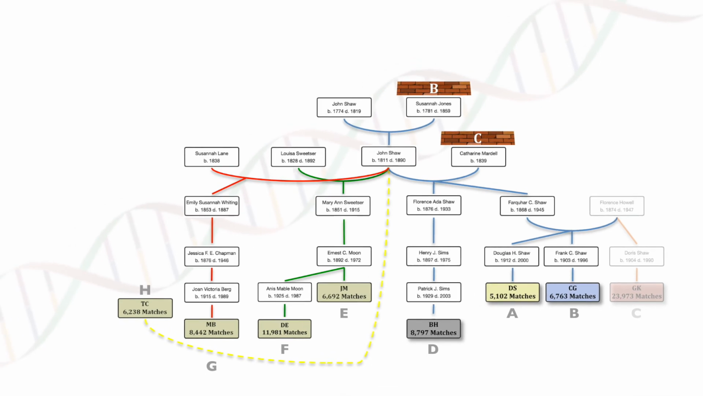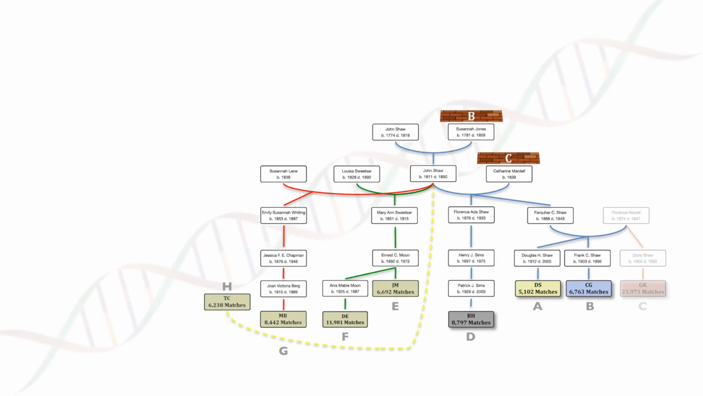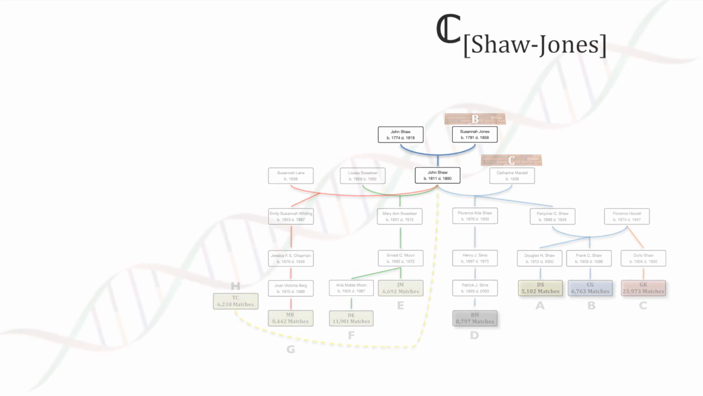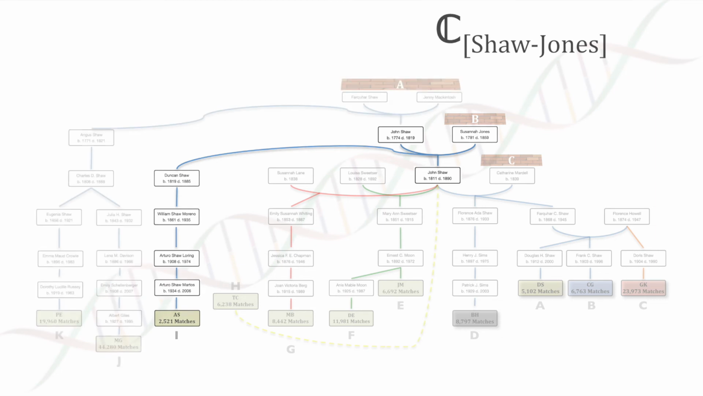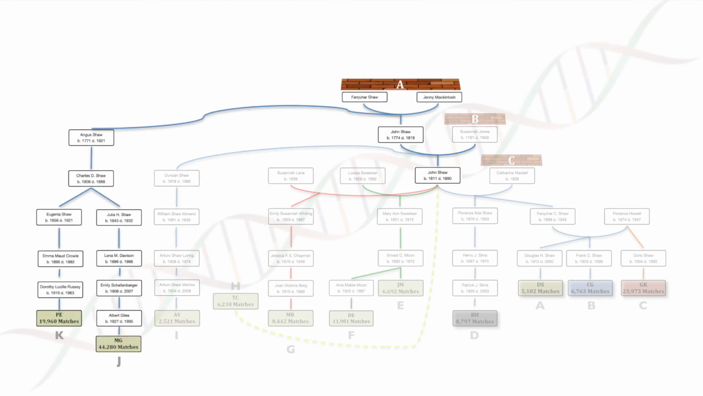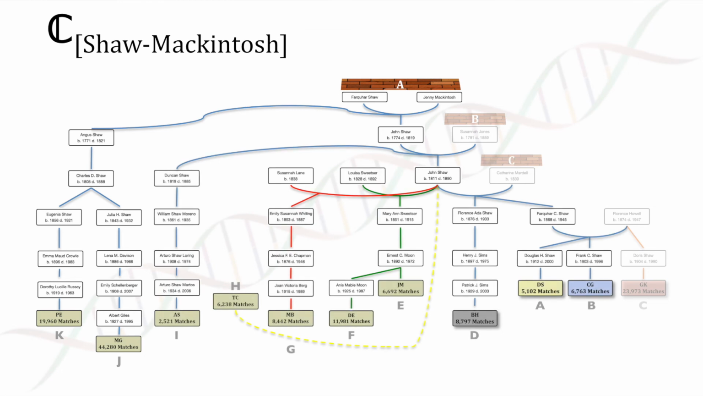3 additional test subjects round out our survey of DS paternal relations. Subject I is descended from John Shaw's brother and completes our complement of complex Shaw-Jones matches for the time being. Subjects J and K are descended from John Shaw's uncle and support the assignment of matches to complex Shaw-Mackintosh.